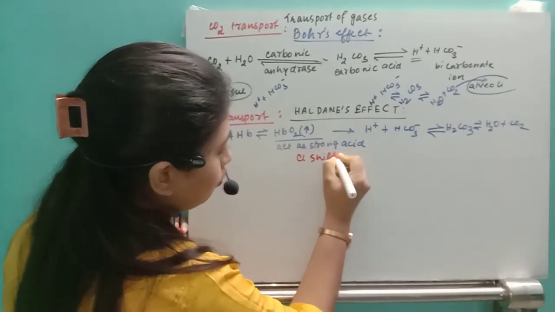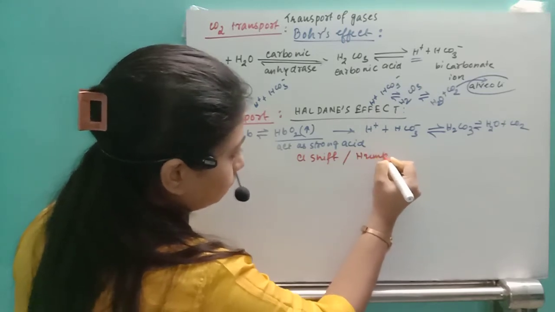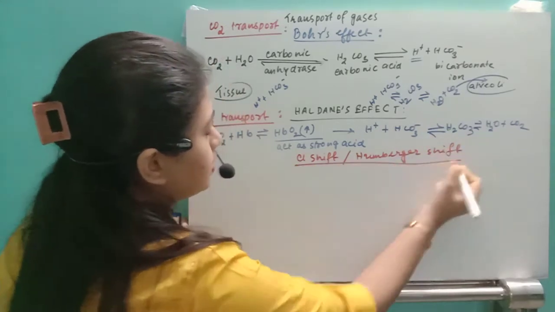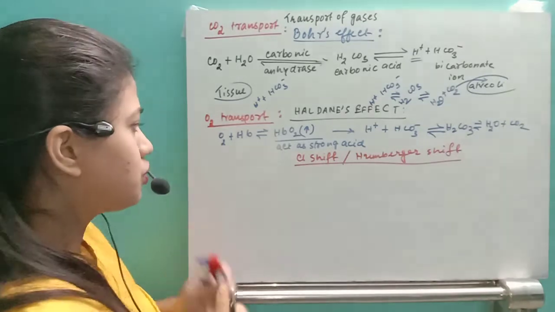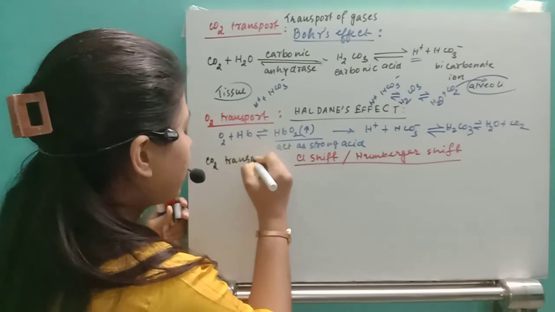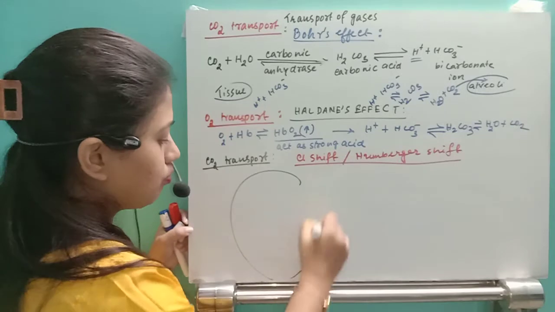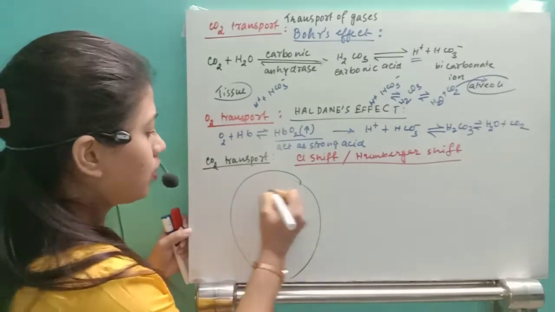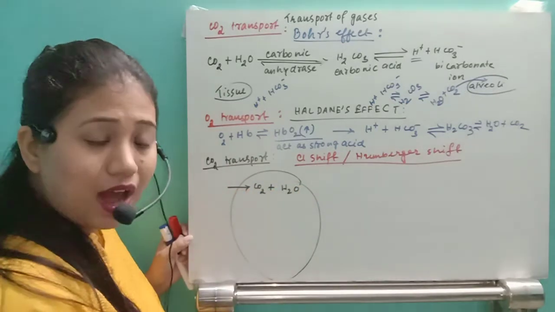This is called the chloride shift, or this is also called the Hamburger shift. So what is this Hamburger shift? Let us see. First of all, this is happening whenever carbon dioxide transportation is occurring. So here we will see what is happening during the carbon dioxide transport. First of all, see, this is the hemoglobin molecule. In the cytoplasm, what we have? Water molecule.